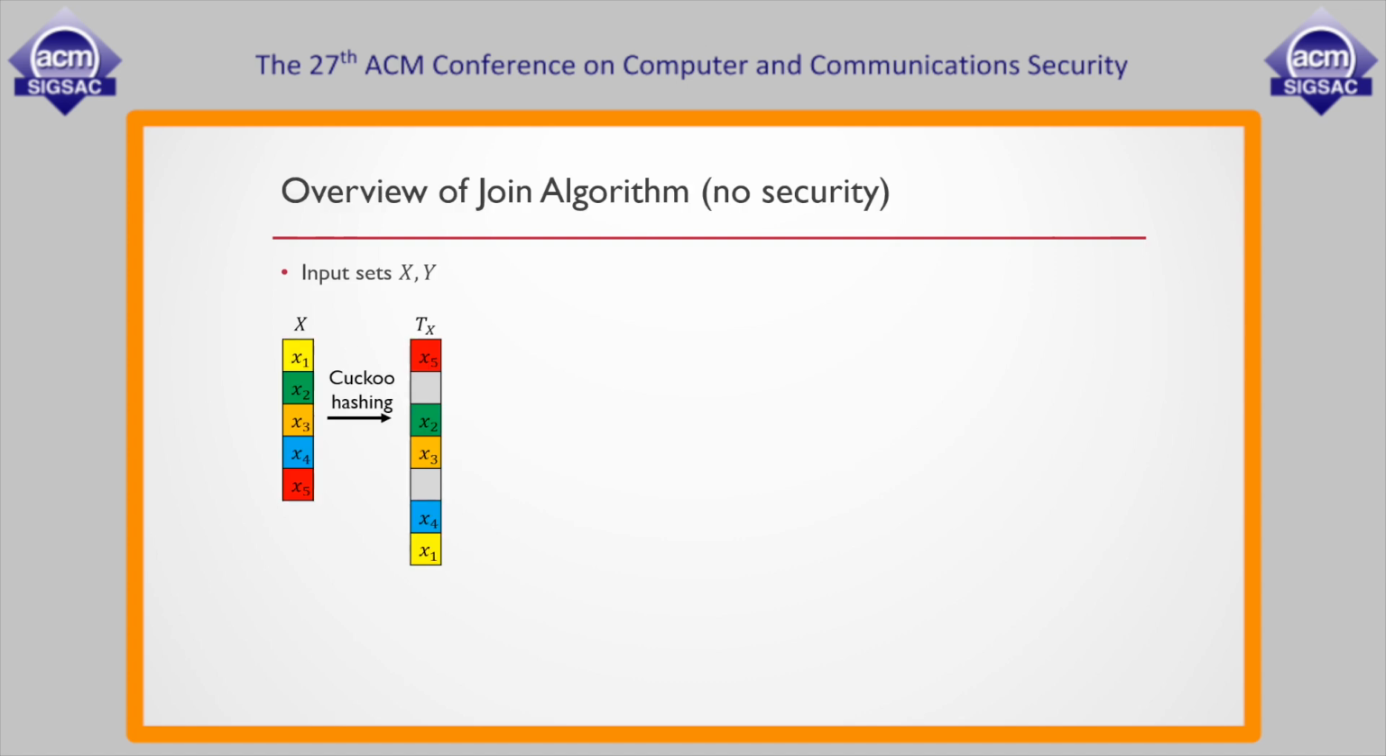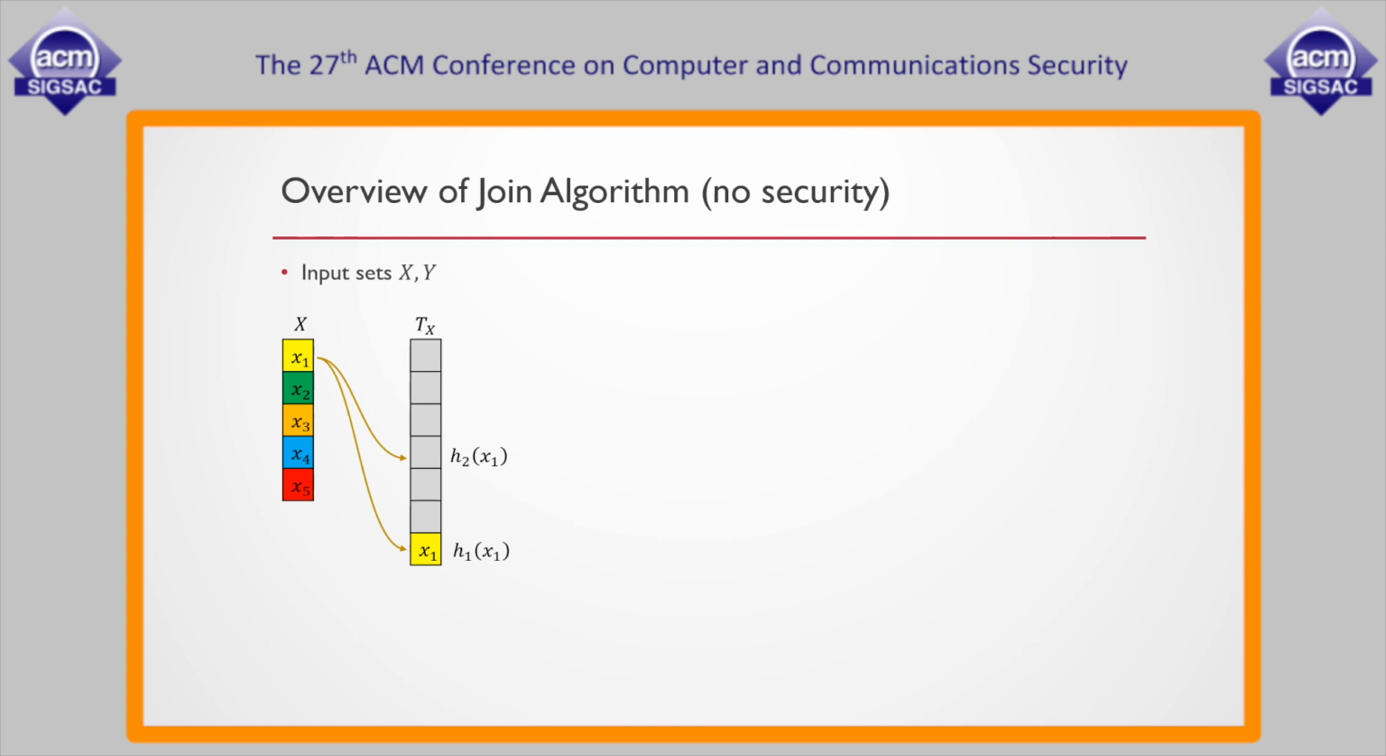First I'm going to go over our basic protocol without any security consideration. So don't think about secret sharing or multi-party or anything like that so far. Let's just first nail down exactly what our algorithm is doing, and then we can talk about how to project this into the secret shared MPC setting. The first thing we're going to do is take the set X and do cuckoo hashing, which is a common technique.